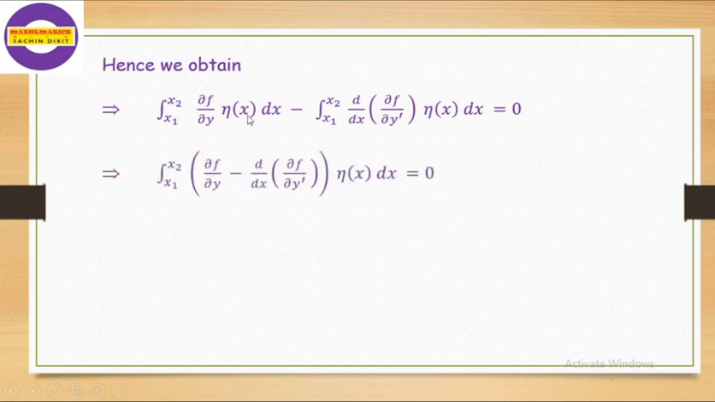Now if we observe this expression, the limits of the integrals are the same. Also in the integrand of both integrals, eta(x) is common, so we can combine these two integrals. We get integral from x1 to x2 of [∂f/∂y minus d/dx of ∂f/∂y'] times eta(x) dx is equal to 0.